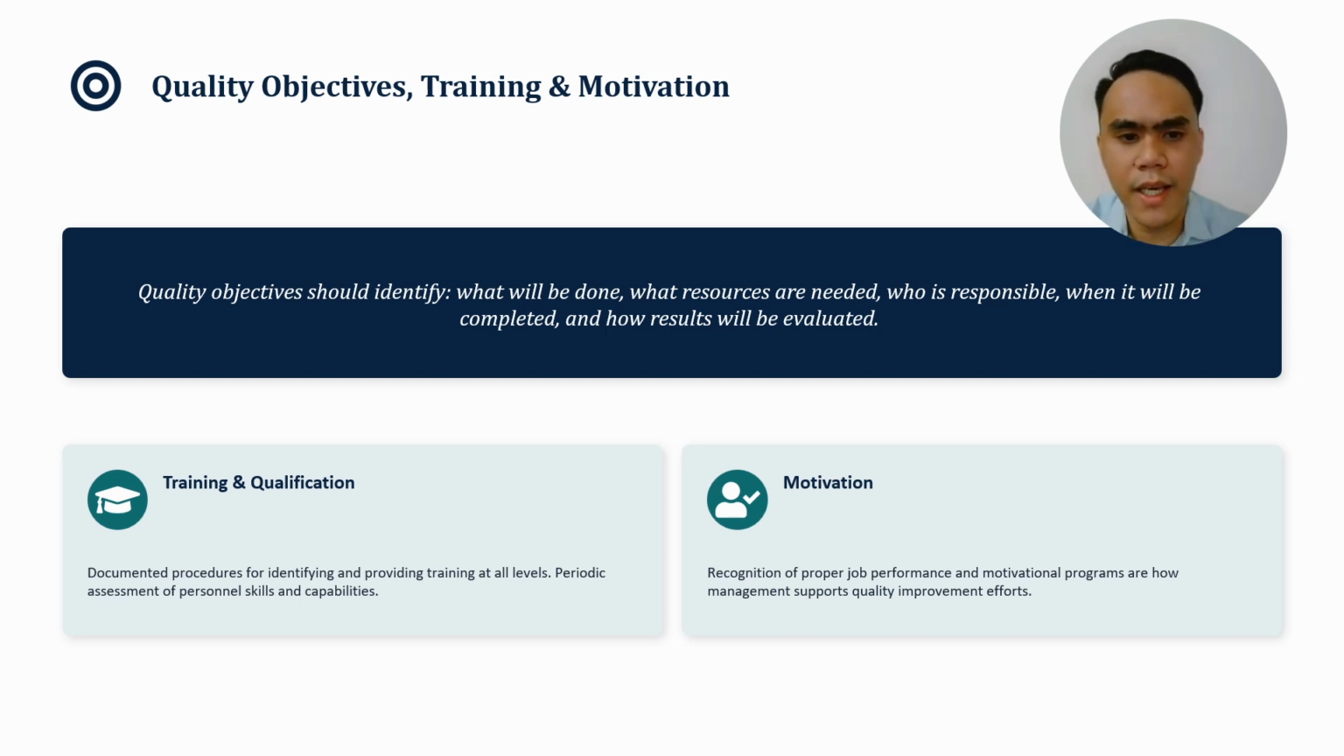On the motivation side, recognition of proper job performance and the use of motivational programs are ways in which management can support quality improvement efforts. This connects directly to Maslow's hierarchy from our leadership discussion previously in this chapter one. It speaks to ego level needs, and a well-designed motivational program can be exactly the environment that allows genuine motivation to develop rather than trying to force it from top down.